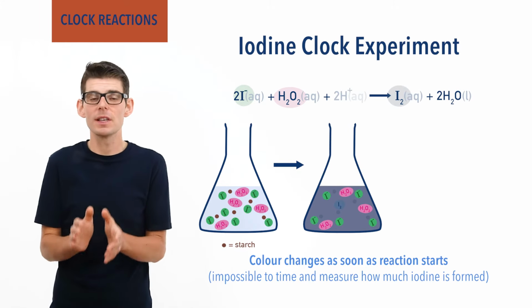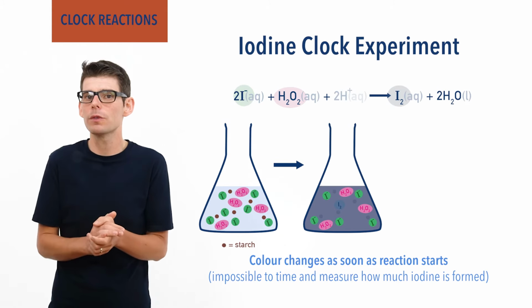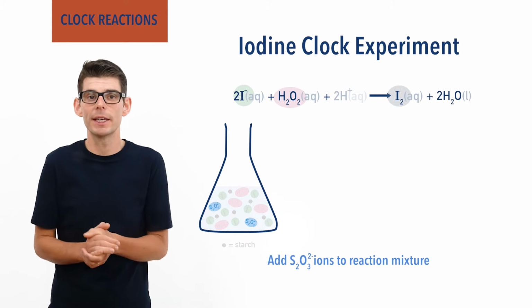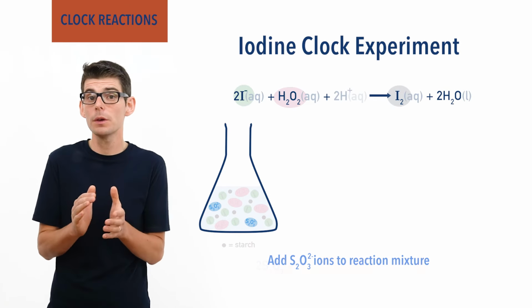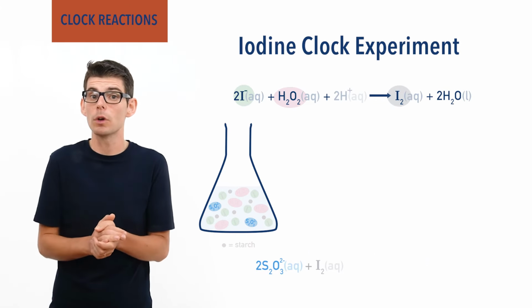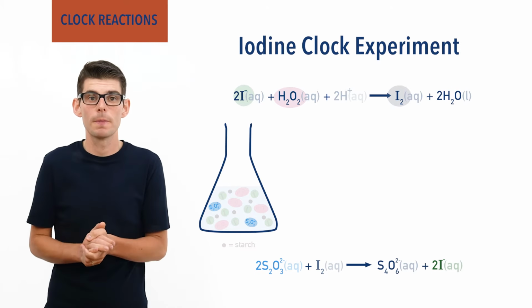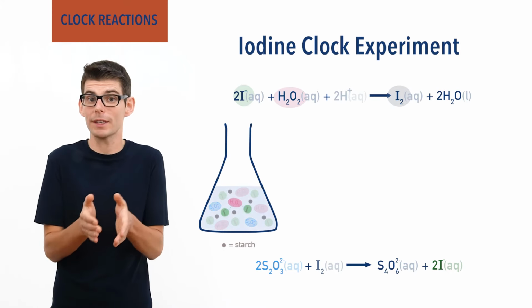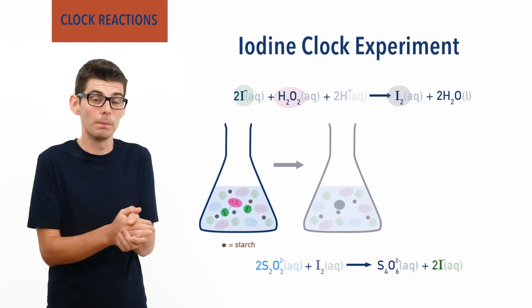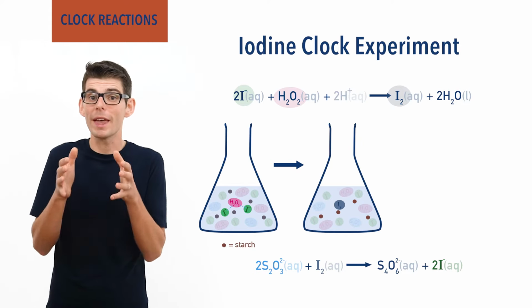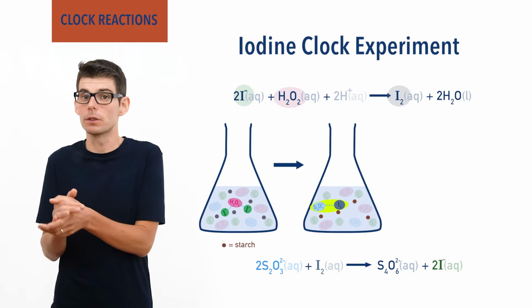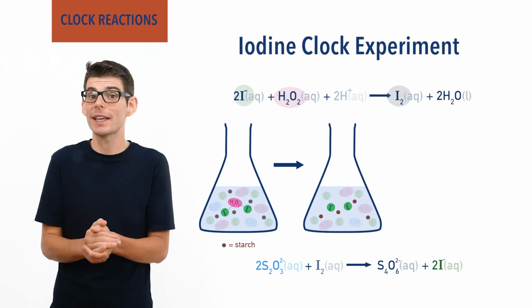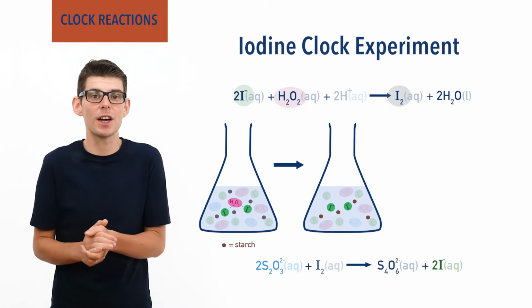To get around this, a small quantity of thiosulfate ions are added to the reaction mixture, alongside the starch indicator. This is because thiosulfate ions react with iodine molecules to form iodide ions. Now, as soon as iodide ions and hydrogen peroxide molecules react together and iodine molecules form, the iodine molecules in the mixture will instantly react with the thiosulfate ions present, forming iodide ions. This means the starch indicator doesn't get a chance to change colour.